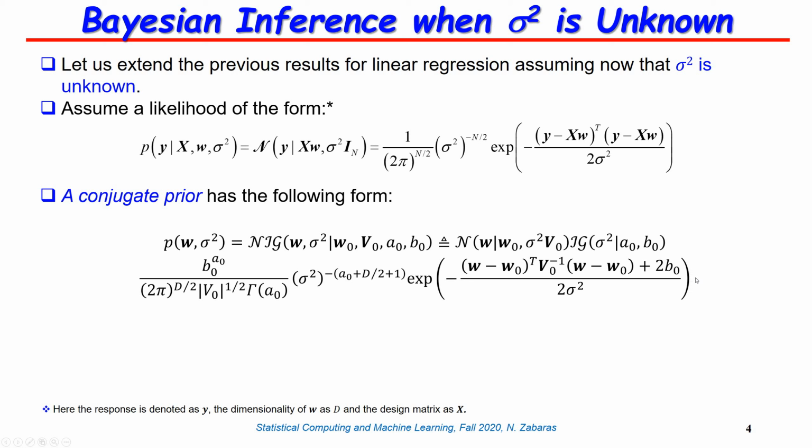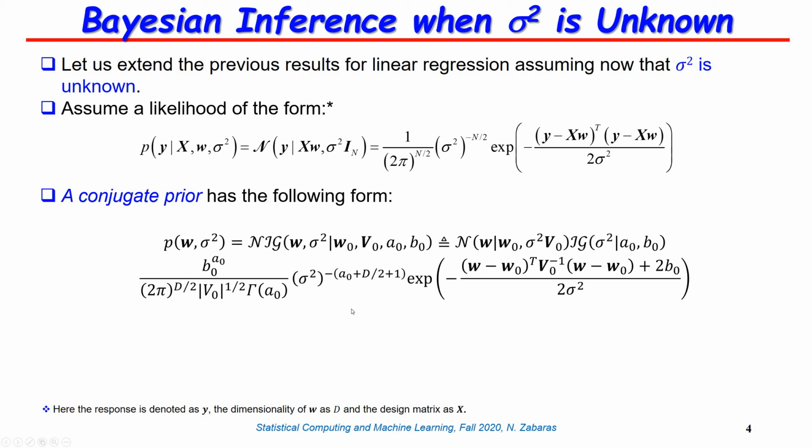We already have seen this as the conjugate prior for the mean and the variance for the case of the Gaussian distribution. We have done this example both for the univariate and the multivariate Gaussian distribution. So here is my conjugate prior, has parameters W0, V0, A0 and B0, and I'm writing it explicitly the way that you see it here. Just as a reminder on my notation, D denotes the dimensionality of W, okay? And that includes the bias term as well. So D is the dimensionality of W.